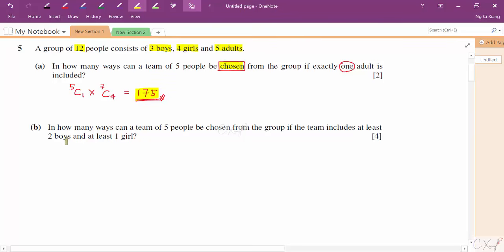Part B. In how many ways can a team of 5 people be chosen? So again, highlight the word chosen. This also gives us a hint that it is about the combination.